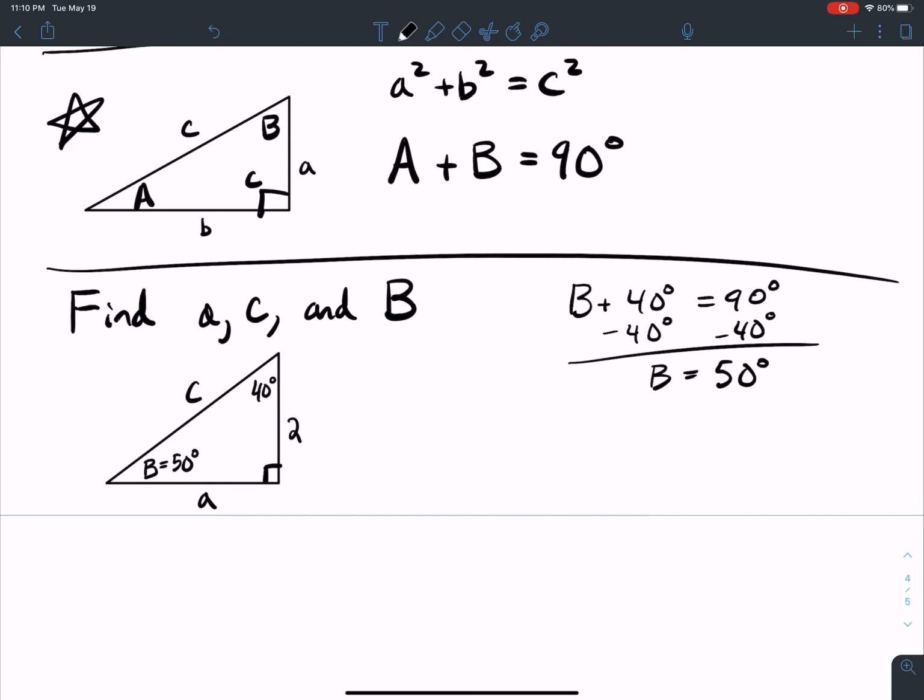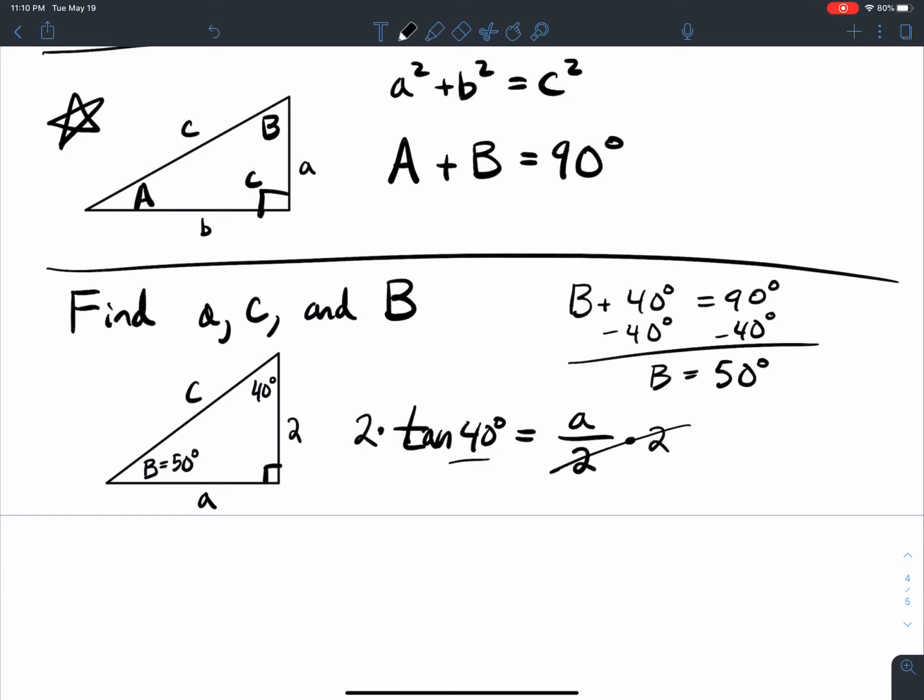All right, how am I going to get these other sides here? Well, I can use trigonometry. How do I use trigonometry? Well, the tangent of 40 degrees, the tangent of this angle is opposite over adjacent. To solve for that opposite side, I multiply both sides by 2, and I cancel right there.